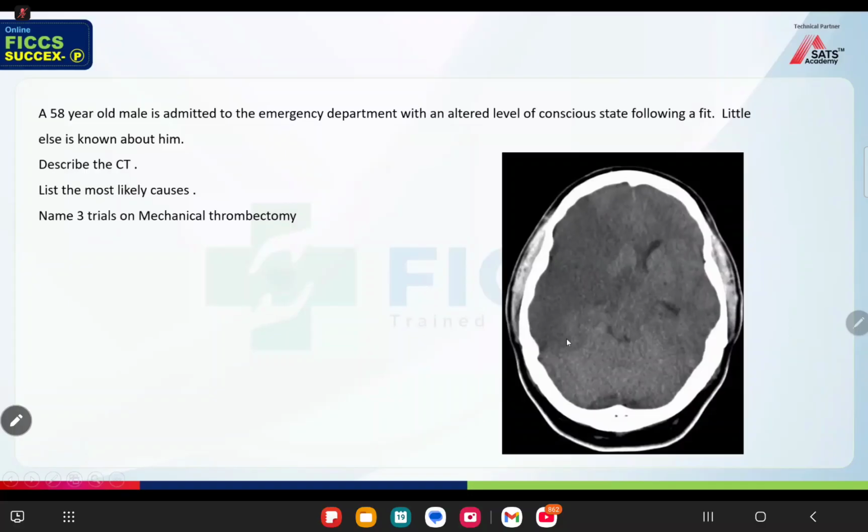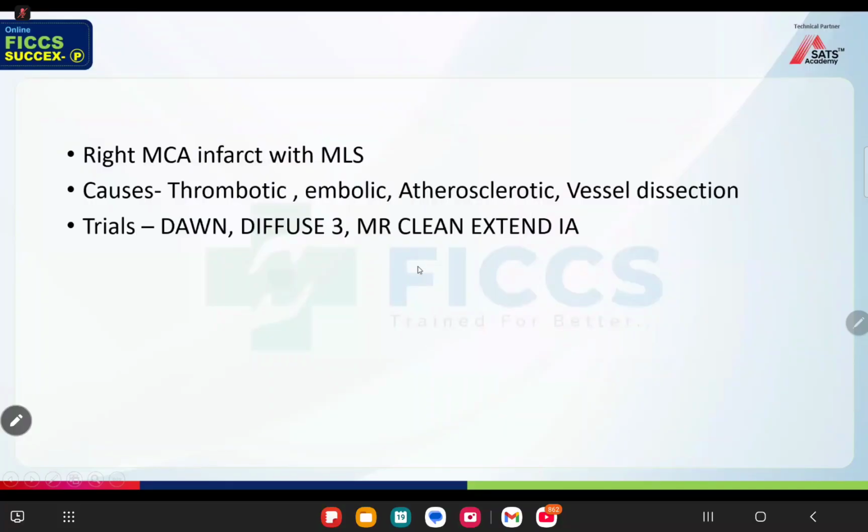This you rightly mentioned. You mentioned almost each and every finding in the CT scan. CT brain plain is showing hypodensity in the right MCA region, and midline shift, loss of sulci and gyri, loss of grey white matter differentiation, and the ventricles are almost effaced. Most important causes are thrombotic, embolic, atherosclerotic, vessel dissection, that you need to remember. And these are the three main trials which were done: that is DAWN, DEFUSE 3, MR CLEAN, EXTEND-1A. But for these trials you should know what the outcome was.